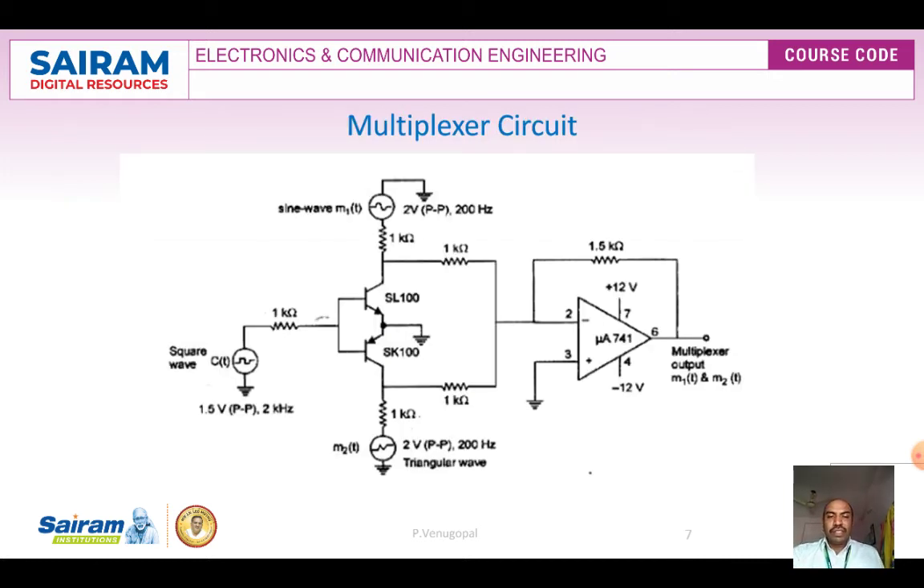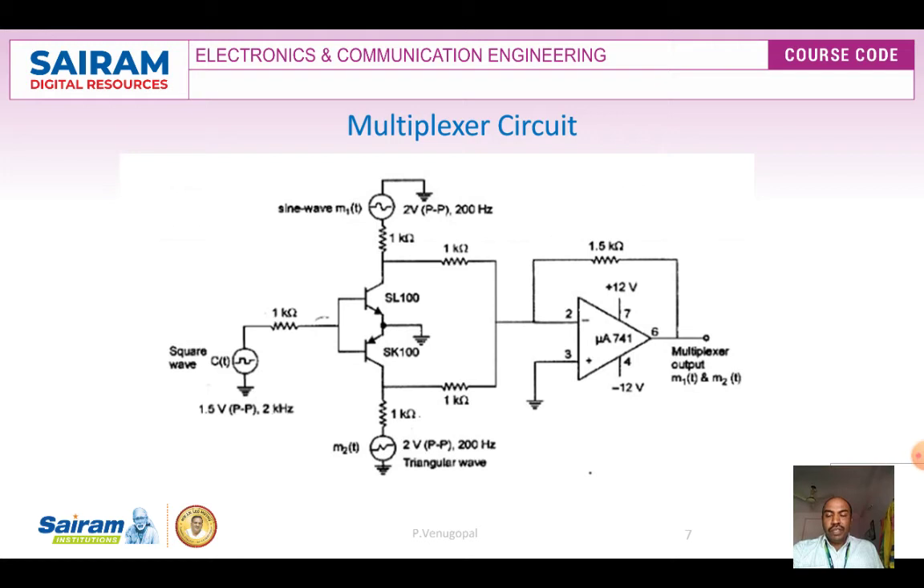Look here, dear students, this is the multiplexer circuit. The multiplexer circuit requires two transistors, one is SL100 and another is SK100, and an op amp is required for adding the signals. Then a signal generator is required, and the CRO is required. Okay, see, this is the multiplexer circuit.